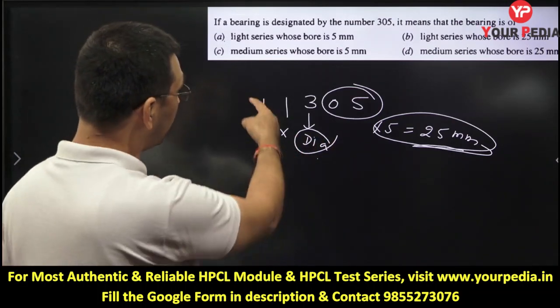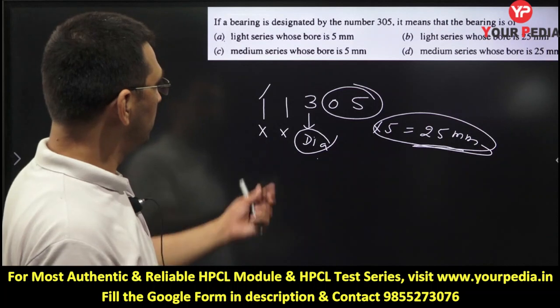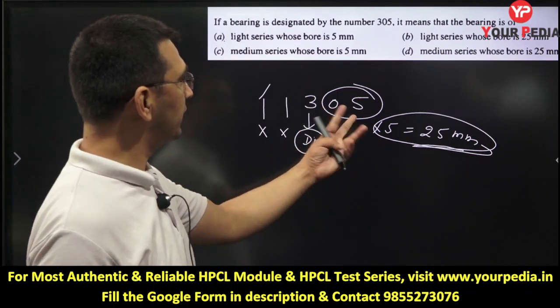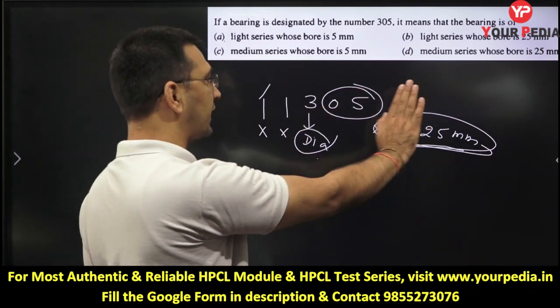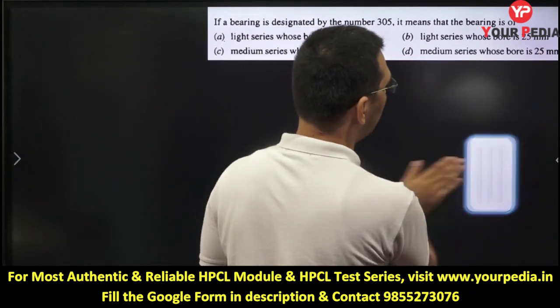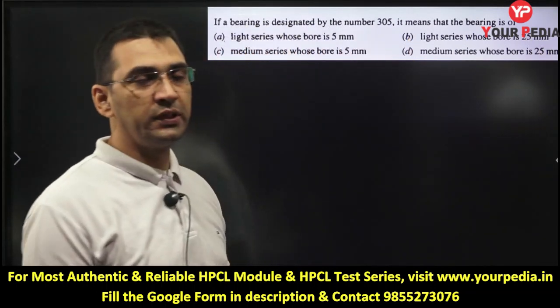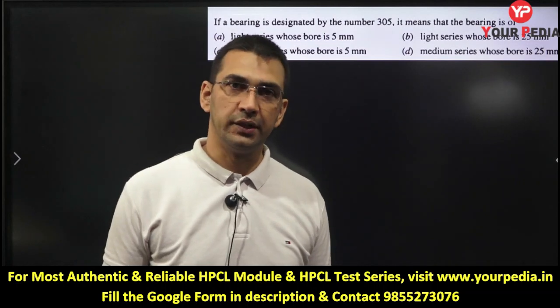But even if that kind of situation exists where even these 2 digits are moved, if only 3 digits are given, then if you are starting from the right correctly, then I think the interpretation is going to be correct. So the correct option is going to be option D.